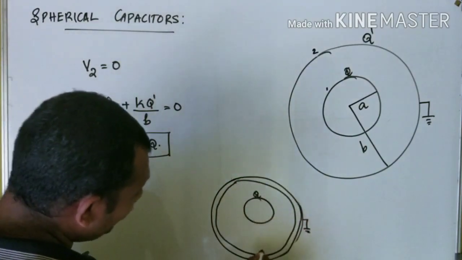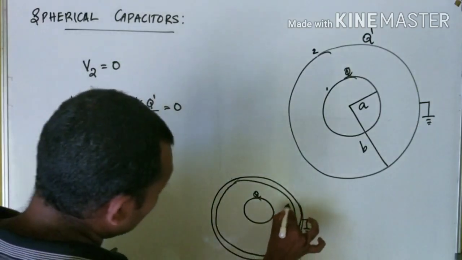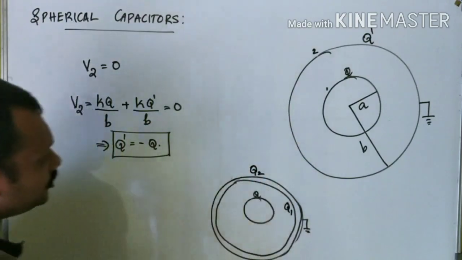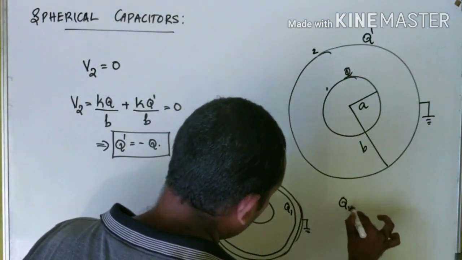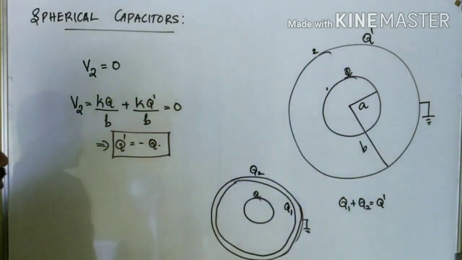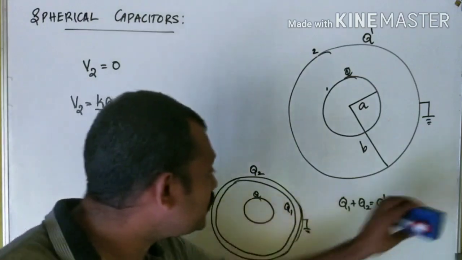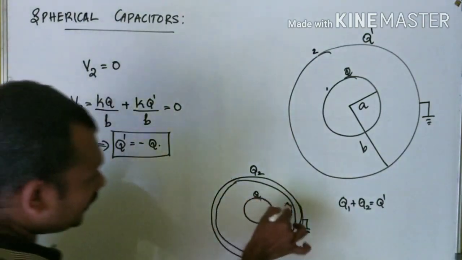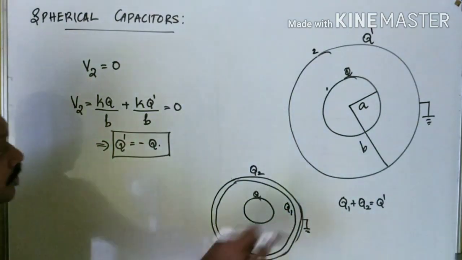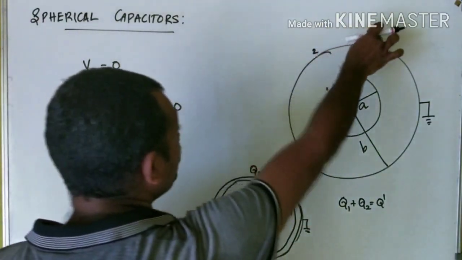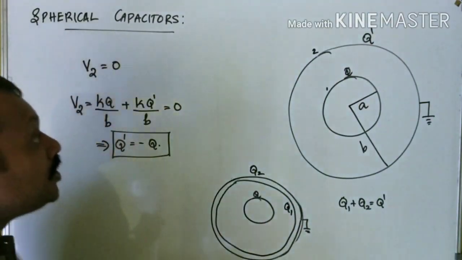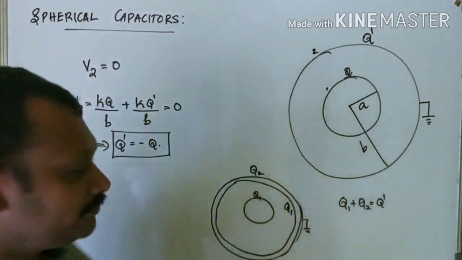Let us suppose that the inner surface of the spherical shell carries a charge Q1 and the outer surface carries a charge Q2. From the conservation of charge, Q1 plus Q2 is equal to Q dash. I hope there is no doubt in that. Total charge on the outer shell is Q dash, which means the charge on the inner surface plus the charge on the outer surface together is equal to Q dash. That's what I've taken.